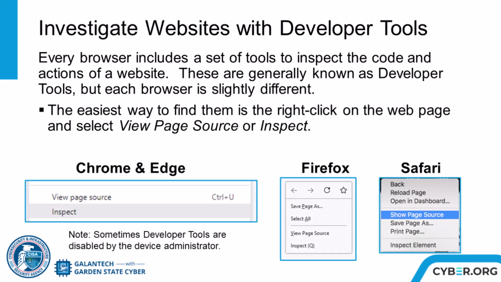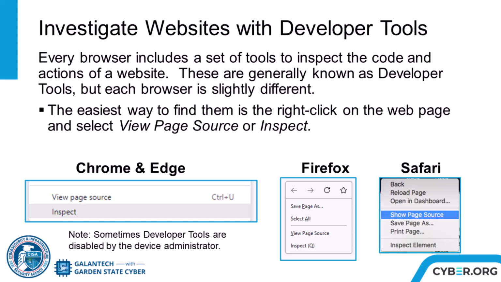A web programmer uses the developer tools to perform tasks like checking collaborative work, troubleshooting issues, or experimenting with new code. These tools can also be useful to forensic investigators or threat actors to gather information about web activities on a device. Every browser includes a set of tools to inspect the code and actions of a website. The easiest way to find them is by right-clicking on the web page and select View Page Source or Inspect.